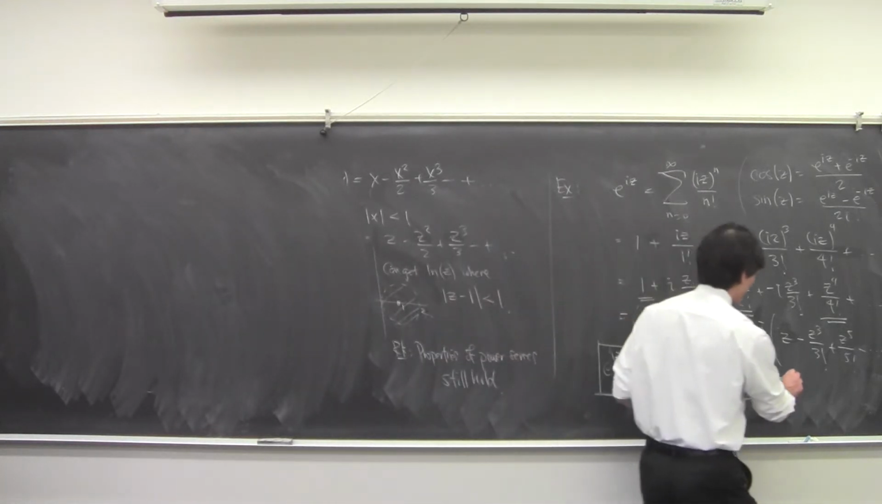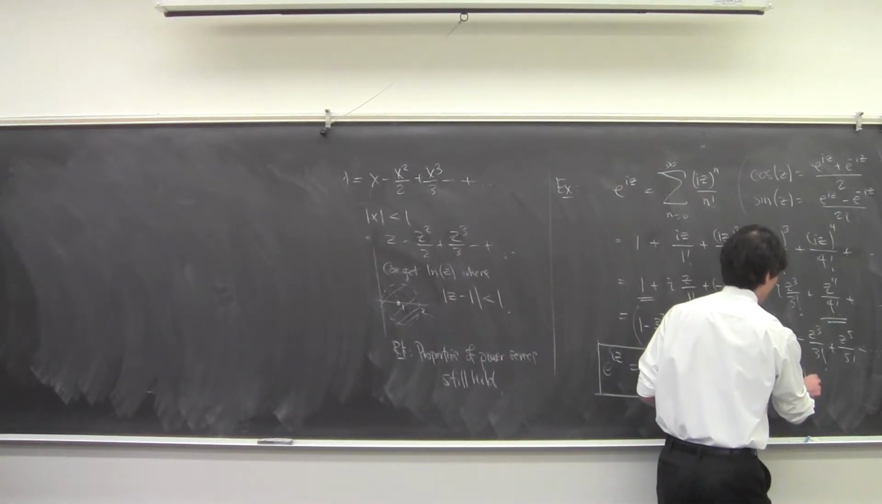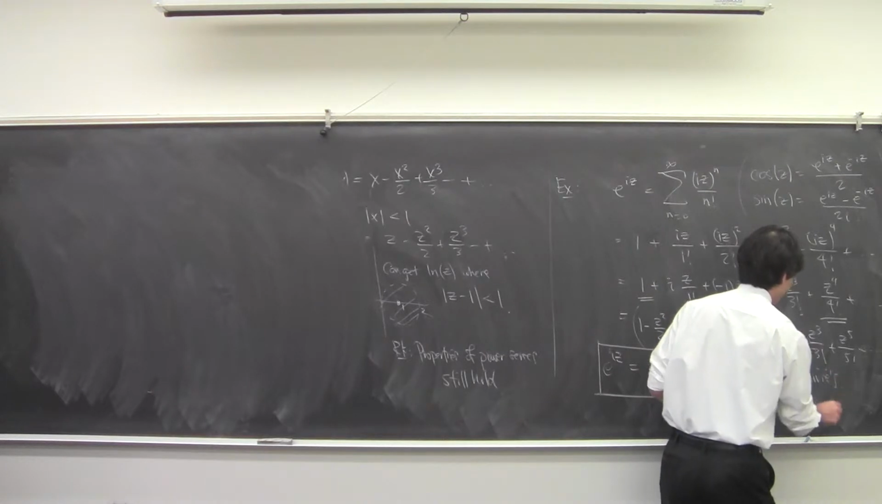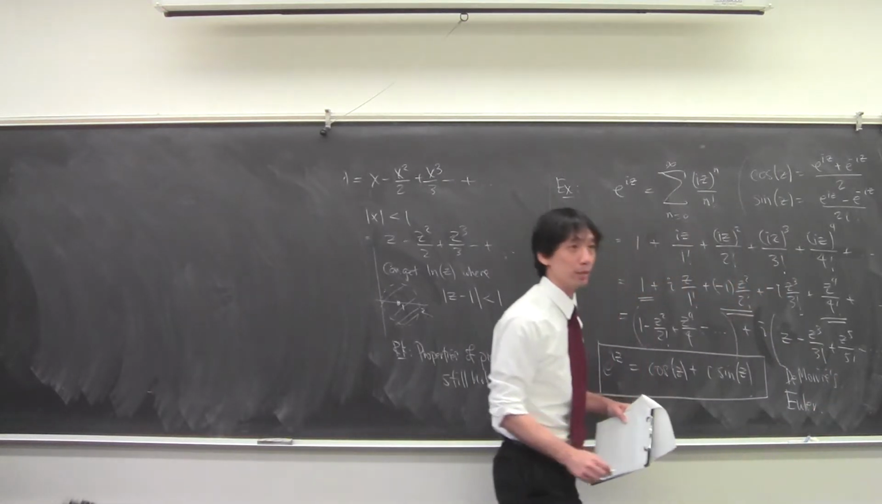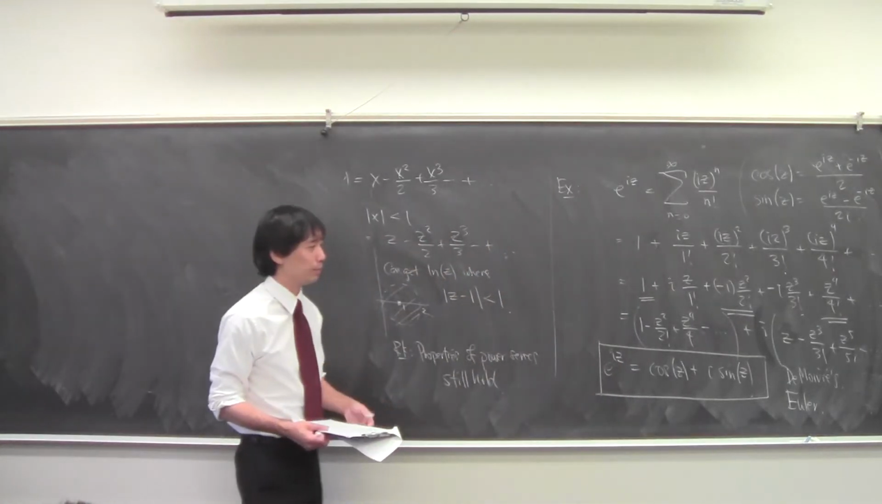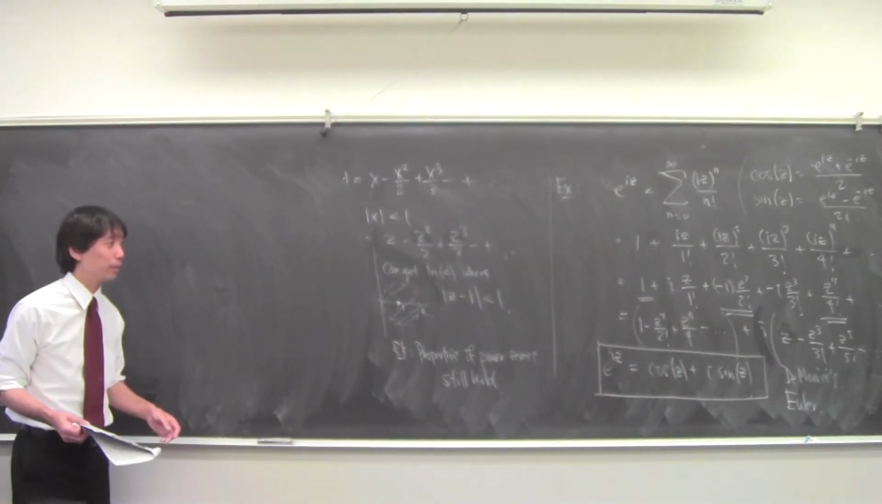When I first saw it, pretty sure it was called de Moivre's formula, but I see most people call this Euler's formula. So maybe it's actually Euler who discovered it. I don't know.